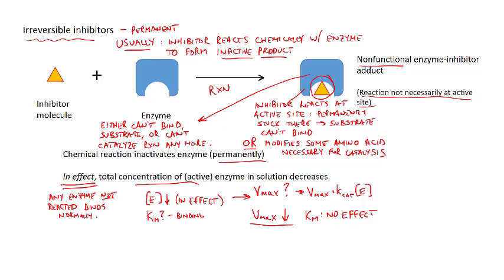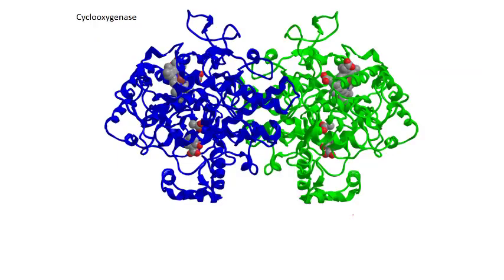So for the most part, irreversible inhibitors will lower the Vmax for an enzyme, but they don't affect the Km. You just need more enzyme to get to a certain velocity. All right, this enzyme, cyclooxygenase. This enzyme is probably the best known example of an enzyme that is irreversibly inhibited.